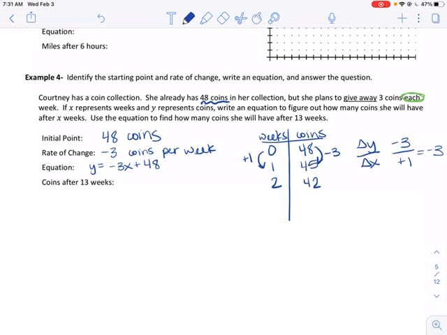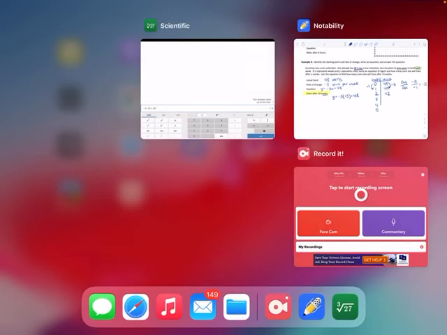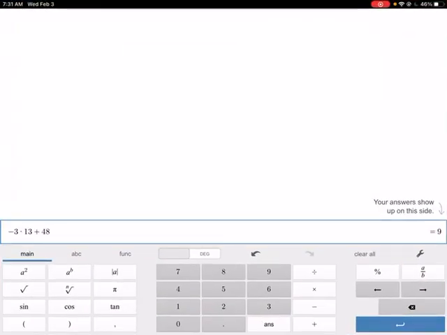Anytime it asks you for a specific number, you could make your table all the way out to 13 and subtract 3 each time. You could do that, and you've done that before, but that's a little tedious. So we're going to just use our equation, and that way we can figure it out. It says weeks is x, so I'm going to put 13 in for x to figure out what y is. And I'm just going to enter that into my calculator to figure out y. And I did, and I got 9.